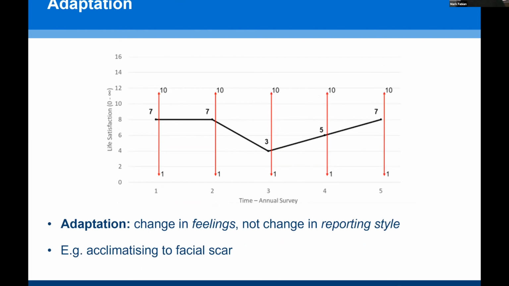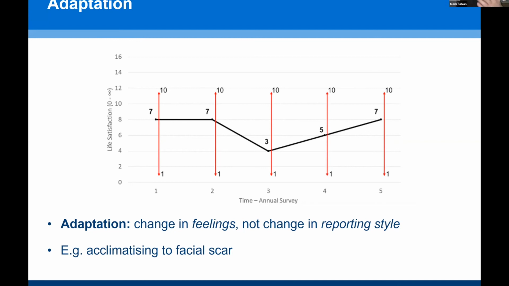All right, very quickly, I just want to differentiate this kind of scale norming from adaptation and from reference point shifts. So adaptation is about a change in your feelings, not a change in your reporting style. So we can see here in the graph that the 1 to 10 red bars are identical across the 5 waves of this survey. This person's scale stays the same. In the third wave, something befalls them and they have a reduction in life satisfaction. Maybe they have an accident and they receive a facial scar. So their life satisfaction falls from 7 to 3.